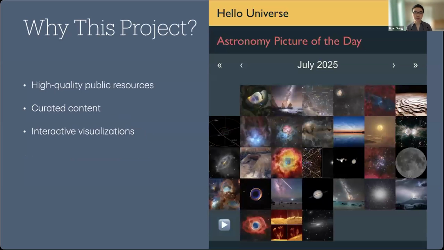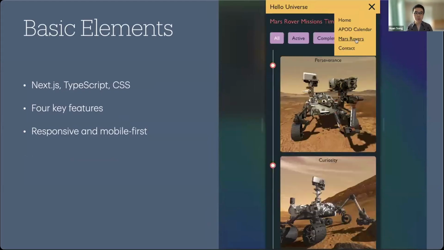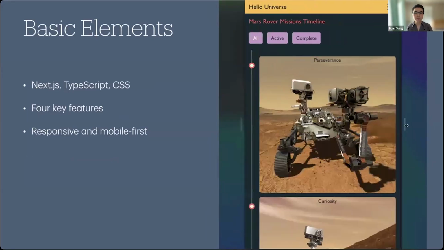For my project, my goal was to use high-quality public resources and combine curated content with interactive visualizations to make scientific data and imagery accessible and engaging. The app is built with Next.js, TypeScript, and CSS. It has 4 key features, each with its own page, and is responsive and mobile first.